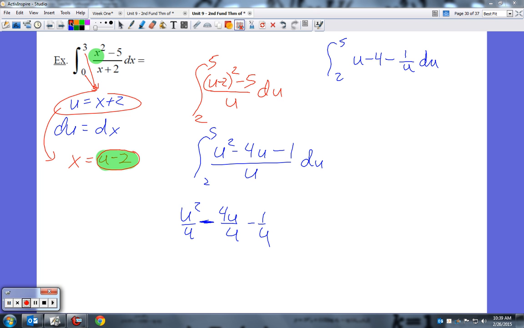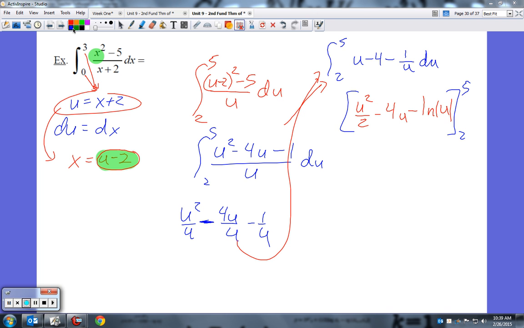Mike, take us home. u to the third over... Oh, no, but we're right here. So we came and we simplified up there. Okay, u to the second over 2. Yep. Minus 4u. Minus u to the 0? Not u to the 0. Remember, we can't do that reverse power rule because we can't divide by 0. The natural log of the absolute value of u. So minus the natural log of the absolute value of u, all evaluated from 2 to 5.